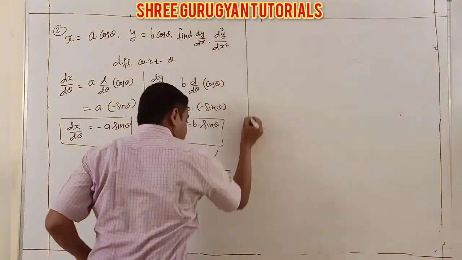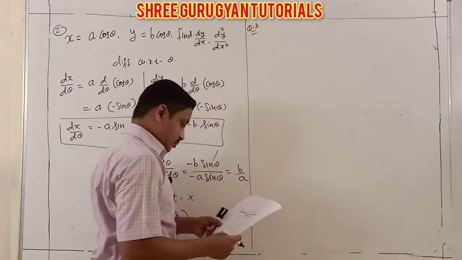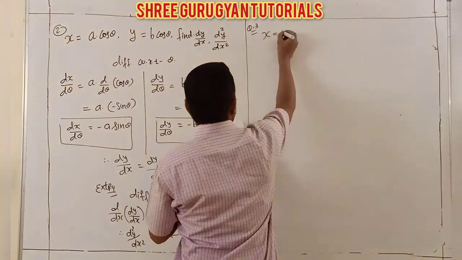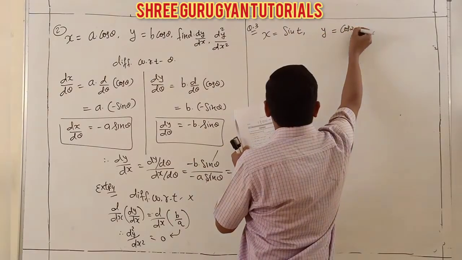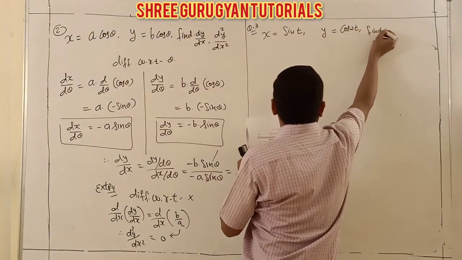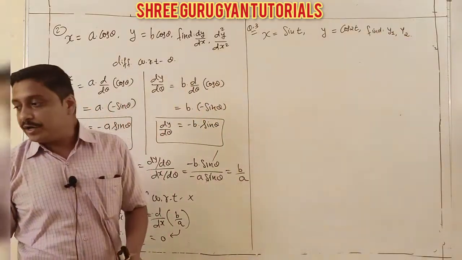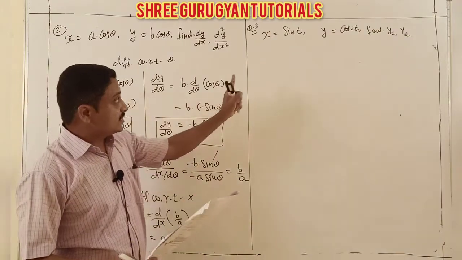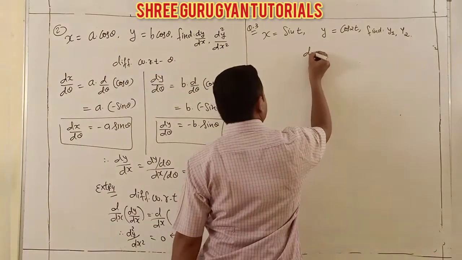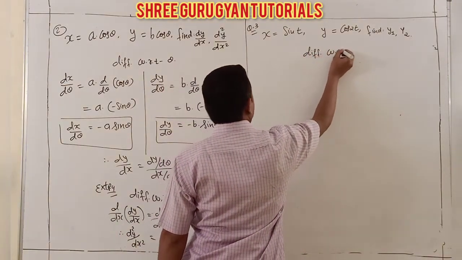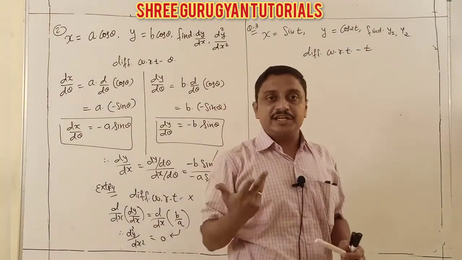Third is also an interesting sum. x is equal to sin t and y is equal to cos 2t. Find y1 and y2, the second order derivative. Same as before, we start with differentiation with respect to t, since this is in parametric form.